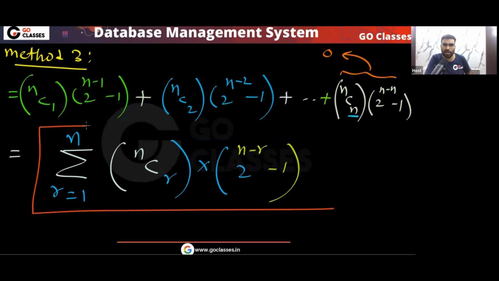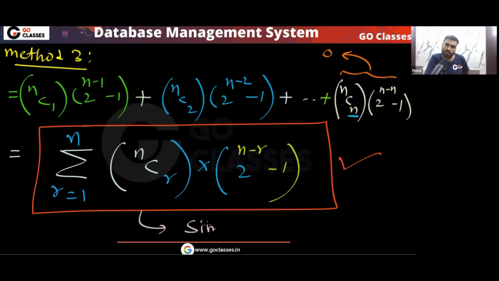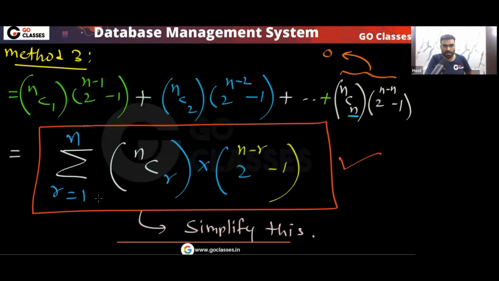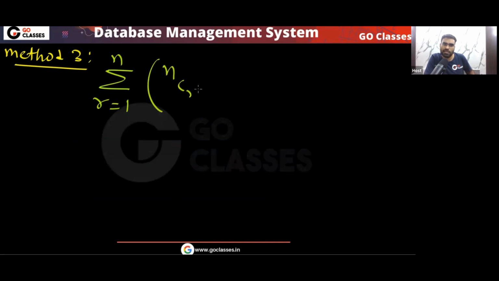In method number 3, this is your final answer. But can we simplify this? Let's simplify this. Now finally you are going to get a very beautiful result. Just wait for it. This will be summation r going from 1 to n of ncr multiplied by 2 power n minus r minus 1.